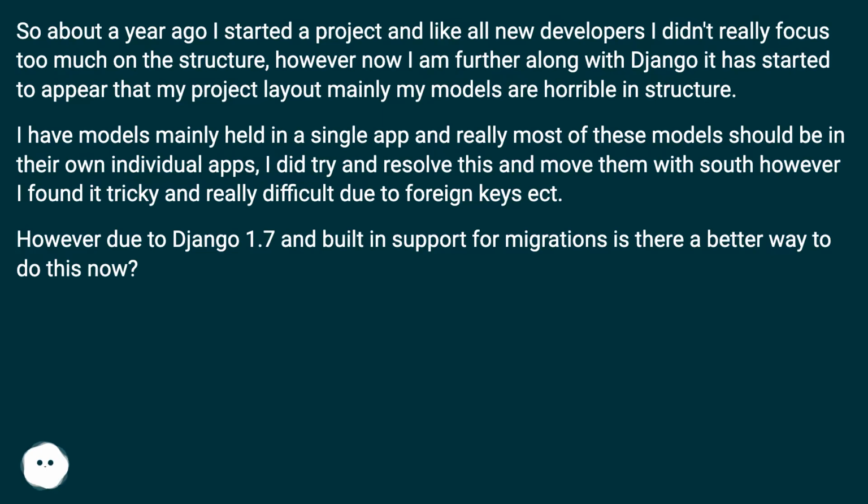I have models mainly held in a single app, and really most of these models should be in their own individual apps. I did try and resolve this and move them with South, however I found it tricky and really difficult due to foreign keys etc. However, due to Django 1.7 and built-in support for migrations, is there a better way to do this now?